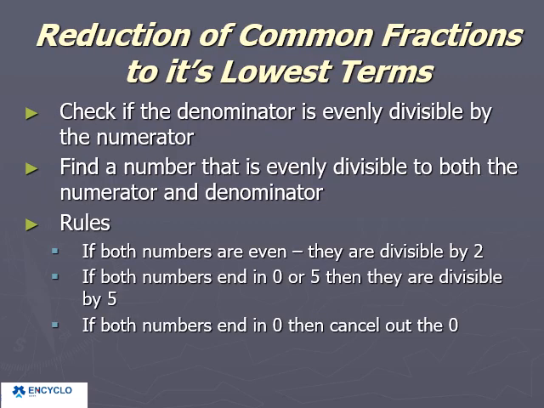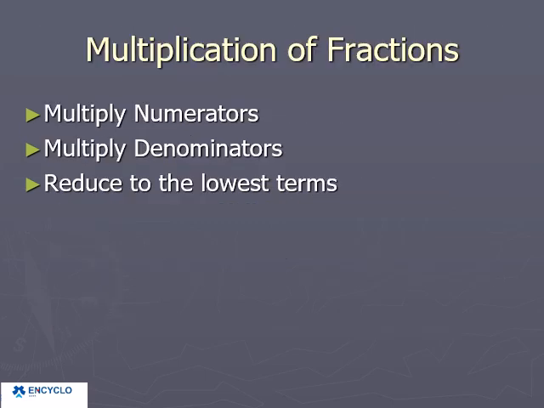To simplify fractions, find the greatest common factor shared by the numerator and denominator. Divide both terms by this factor to express the fraction in its lowest terms. To multiply fractions, simply multiply the numerators together and the denominators together. Then, reduce the resulting fraction to its lowest terms.